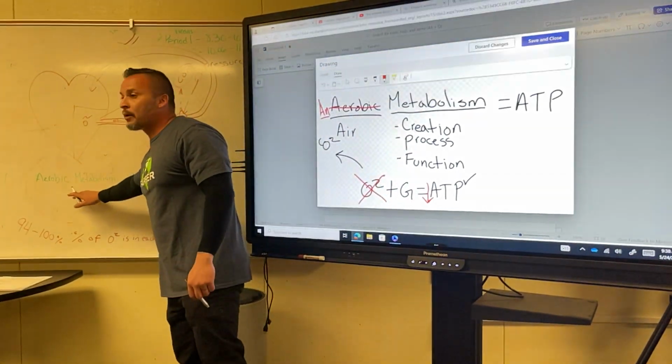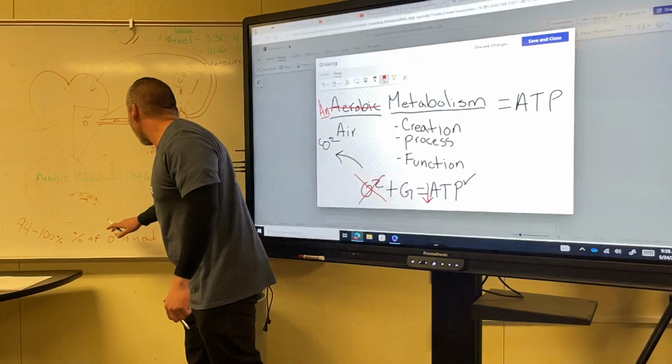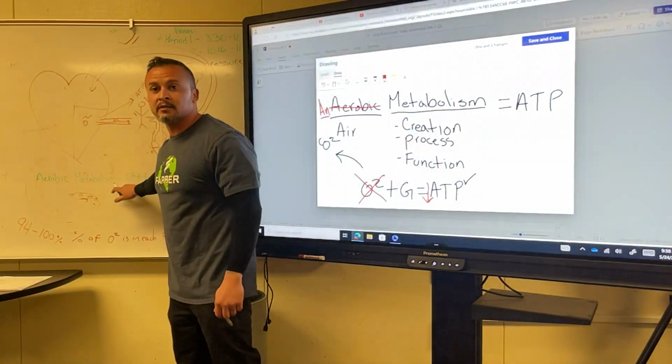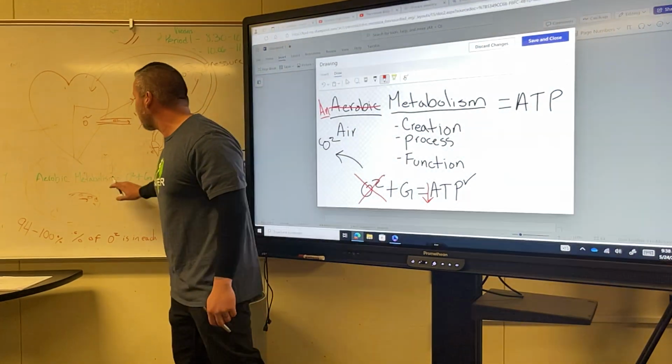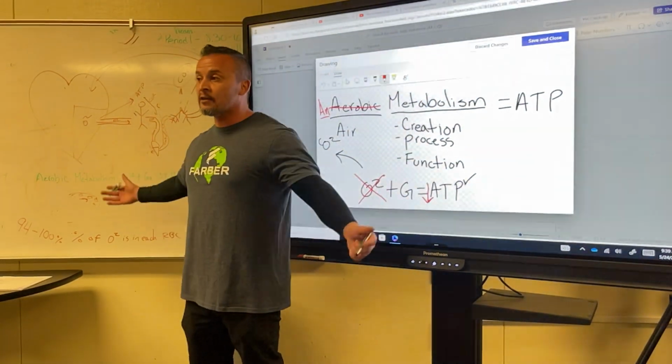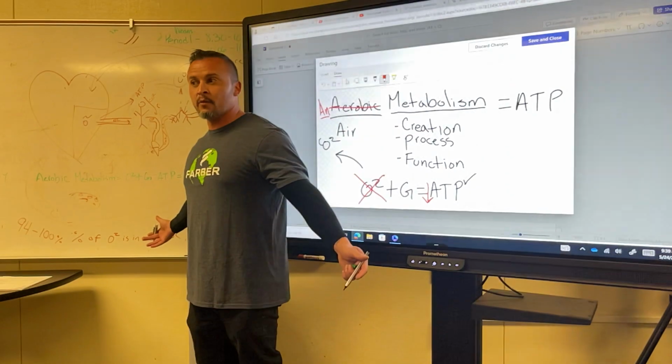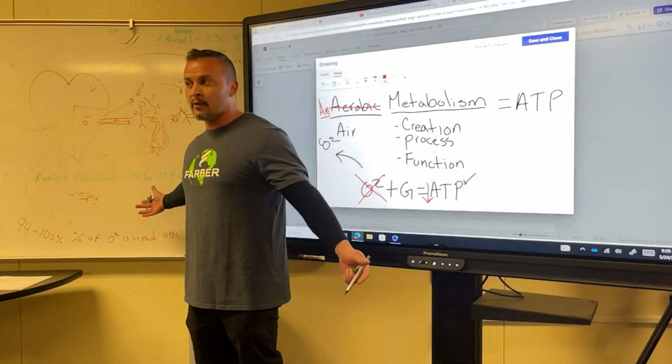Okay? Aerobic metabolism means that we're making ATP with oxygen in place. And this equation also means perfusion because it's all the same thing, just different ways of saying it. Don't we have different languages? Different words for the same thing? You guys understand what I'm saying?